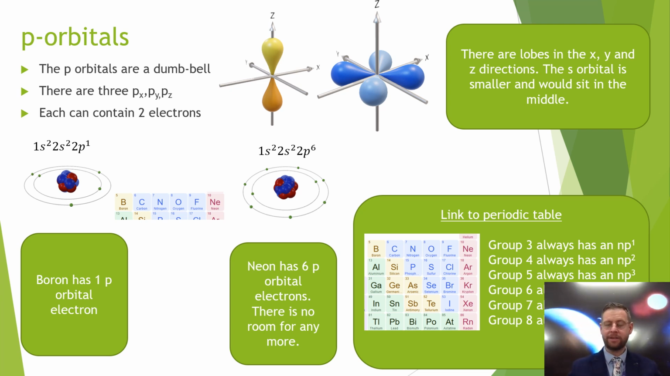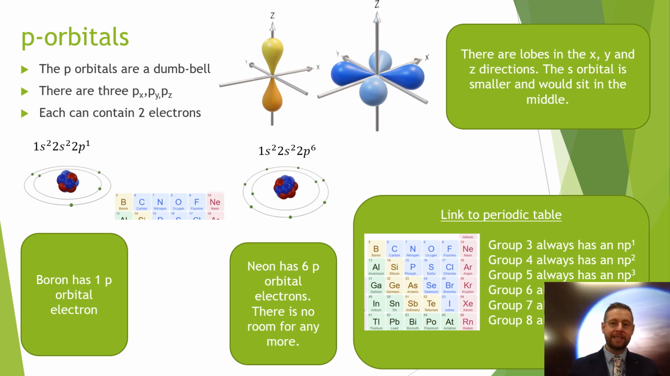Now these aren't spheres, they're not round little shells. They are in fact dumbbell shaped, and you get one dumbbell along the x-axis, one along the y-axis, and one along the z-axis, each being able to contain 2 electrons. Now it's not the case that there's one electron in one side of the dumbbell and one electron in the other, but the electrons could be found anywhere within that whole shape, including both of them on one side.